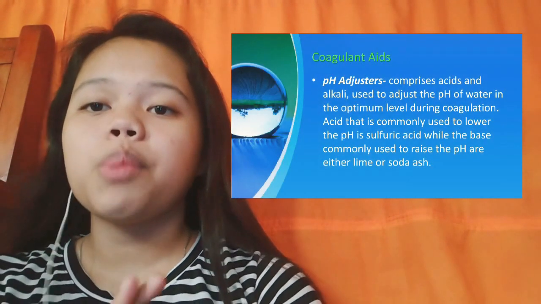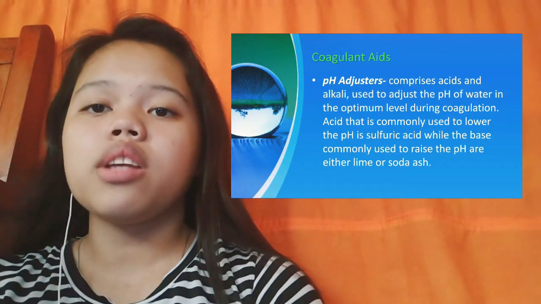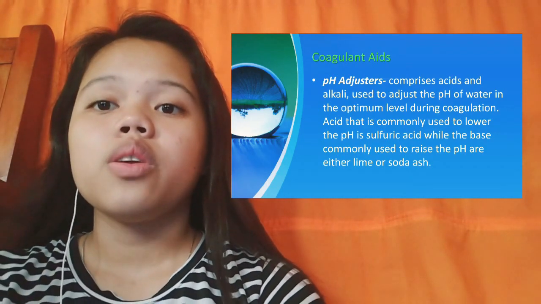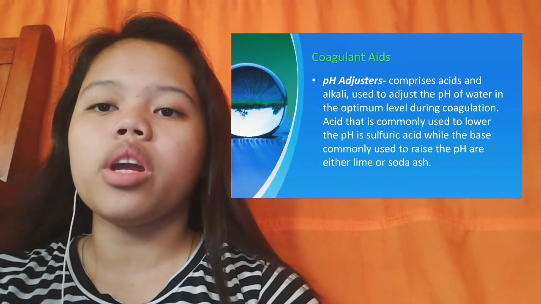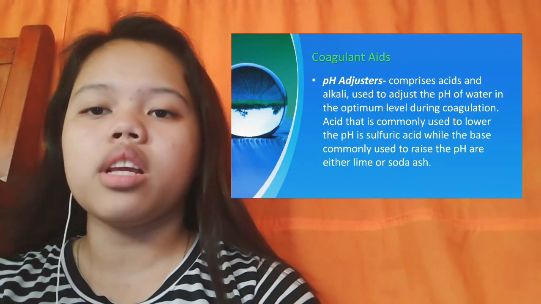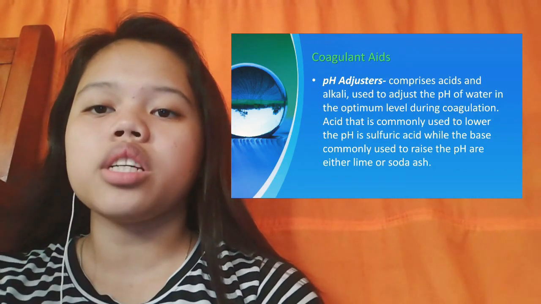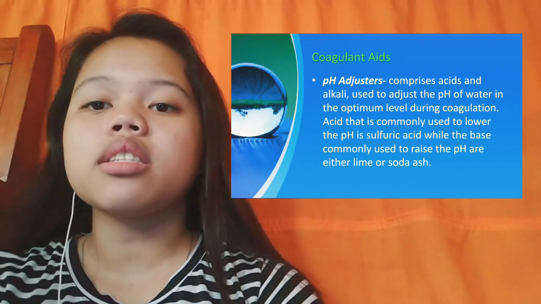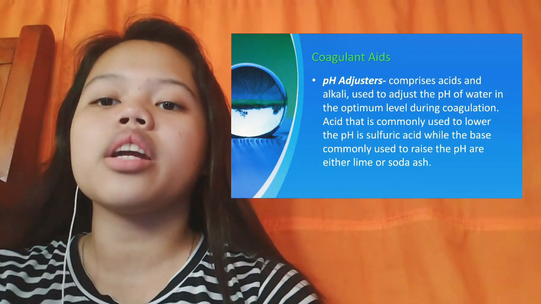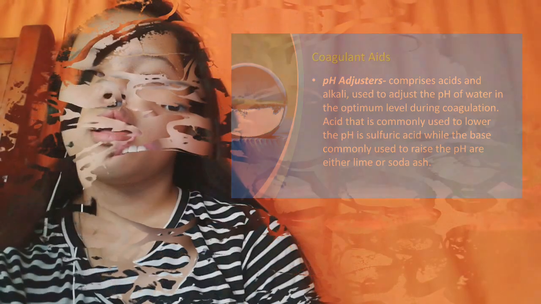Coagulant aids. pH adjusters, comprising acids and alkalis, are used to adjust the pH of water to the optimum level during coagulation. Acid that is commonly used to lower the pH is sulfuric acid, while the bases commonly used to raise the pH are either lime or soda ash.